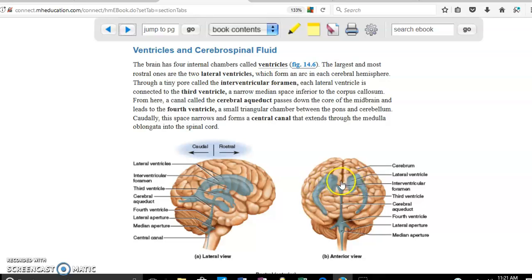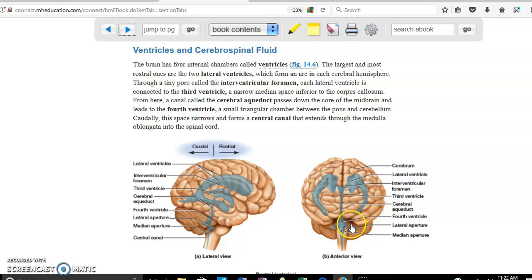We have 1, 2. They are called lateral ventricles. This is going to be the third one. Therefore, this is called the third ventricle. And down here, you're going to have another one, and this is going to be called the fourth ventricle. The communication between the third and fourth ventricle is provided by the cerebral aqueduct.